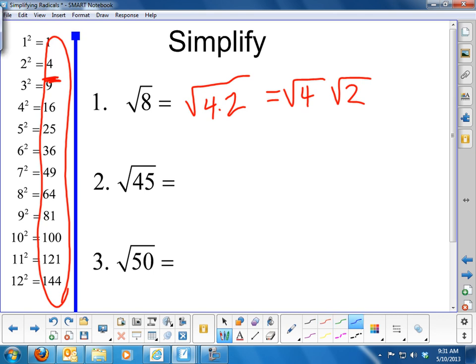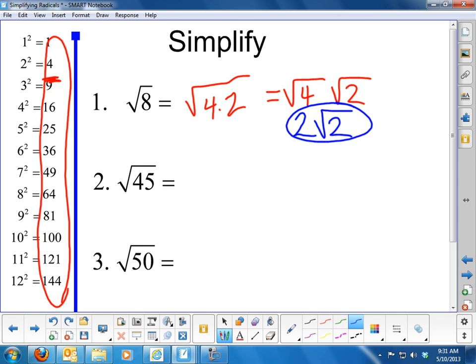Now I know that the square root of 4 is 2. The square root of 2 is a decimal, and so I don't want that. We don't want any decimals, so you leave that square root of 2, and that is your answer. You have just simplified the square root of 8 to be 2 square roots of 2, or 2 radical 2 is another way of saying it.